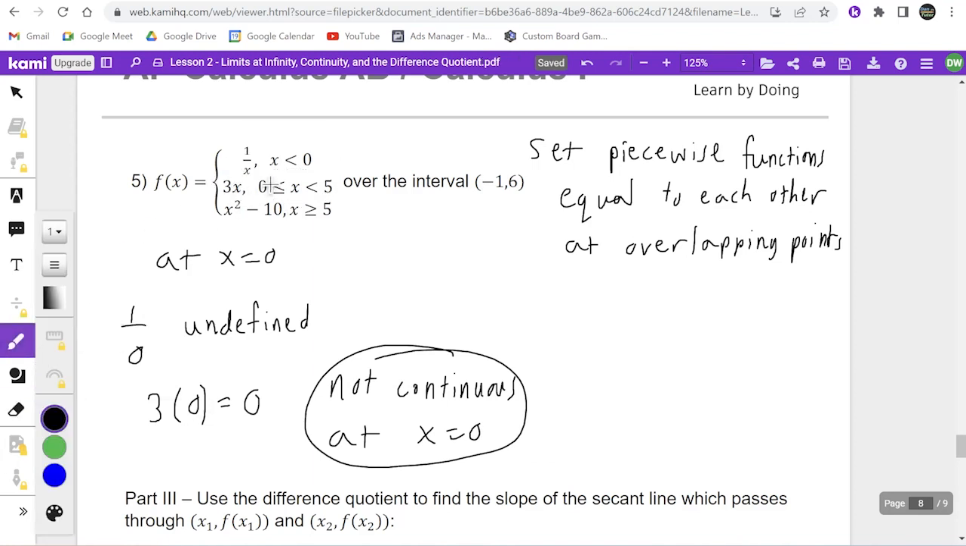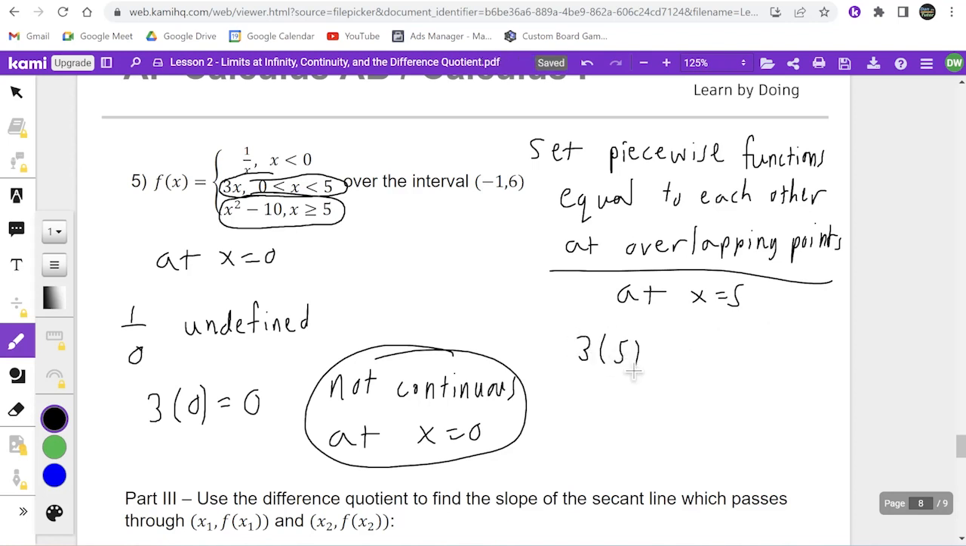When you check x equals 5, that is where 3x and x squared minus 10 overlap, as you can tell from the bounds of the piecewise function. So at x equals 5, first 3 times 5, because you're plugging in 5 for x, for 3x. That's going to be 15. No problems there. Then you plug in 5 for x squared minus 10. That's 5 squared is 25, minus 10. You get 15. They equal each other. Check mark.